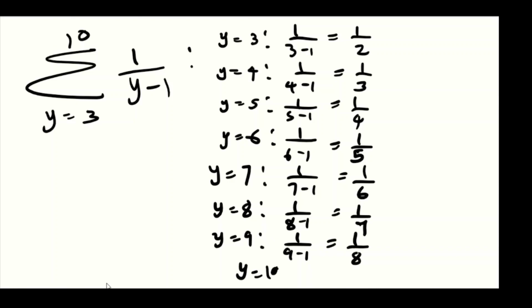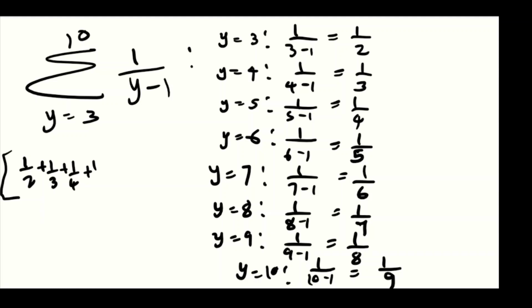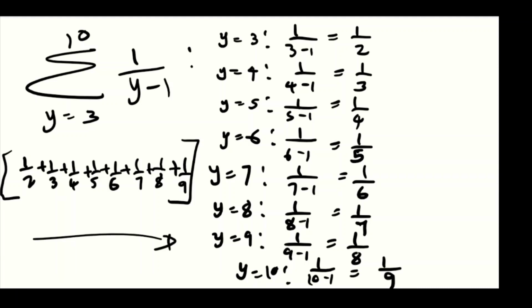Y is equal to 10, we have 1 over 10 minus 1 is equal to 1 over 9. So to write all these, we have 1 over 2 plus 1 over 3 plus 1 over 4 plus 1 over 5 plus 1 over 6 plus 1 over 7 plus 1 over 8 plus 1 over 9. So these are the terms for this sum here.